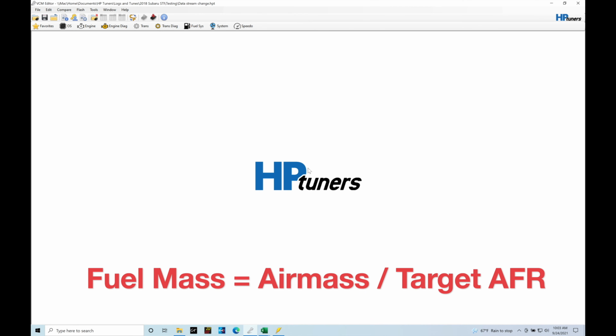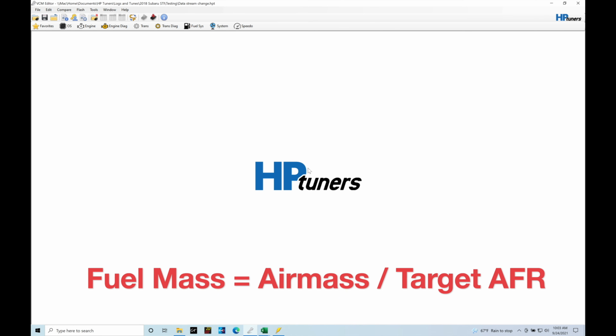It doesn't really matter if it's speed density estimating the airflow or measuring the airflow from the MAF. If we're measuring the airflow from the MAF, we'll be able to determine what the air mass is going to be. So we have established what air mass is going to be. And then we have a target air fuel table that specifies, at a given load and RPM range of where we're operating our engine, what we want the target air fuel to be. If we take our air mass and divide it by the target air fuel, we'll determine what the fuel mass is going to be. Now, if we're dealing with the air mass in units of grams per second, the fuel mass would be determined in units of grams per second.